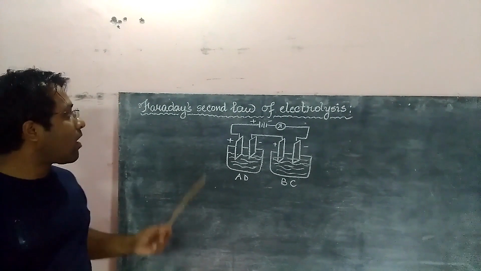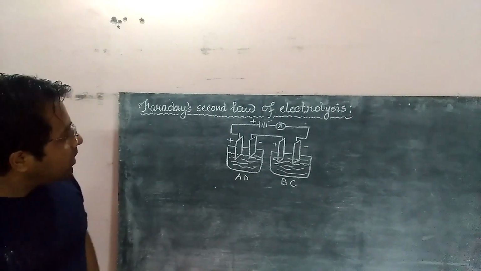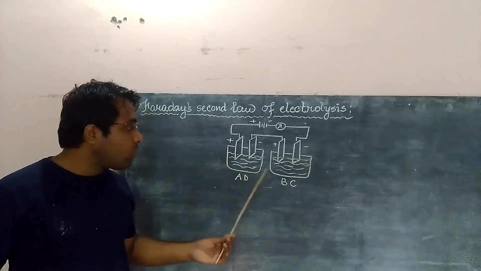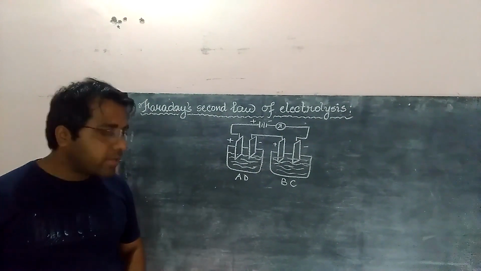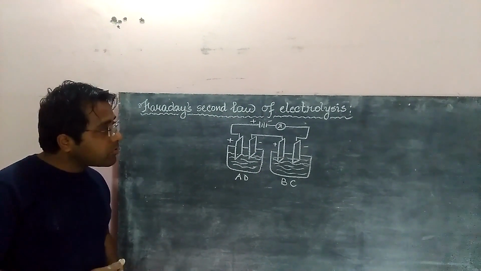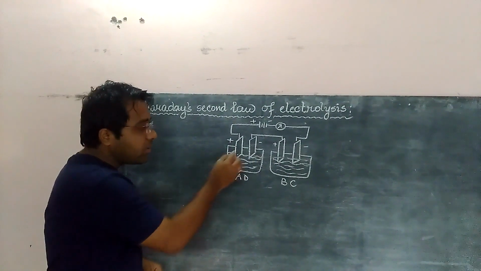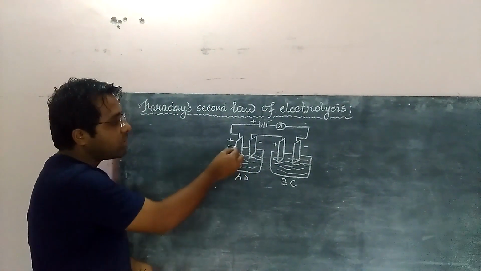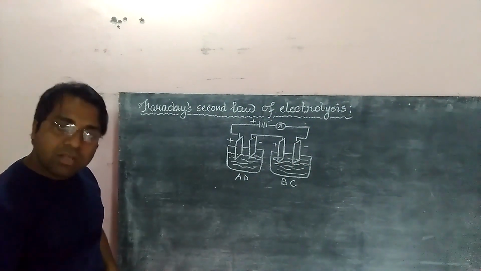Today we shall discuss Faraday's second law of electrolysis. In the second law, Faraday explained that if two or more electrolytic solutions are connected with each other in series, then what happens? According to the procedure of electrolysis, the negative ions move towards the anode and the positive ions move towards the cathode. Similarly, here also the same phenomenon will take place.